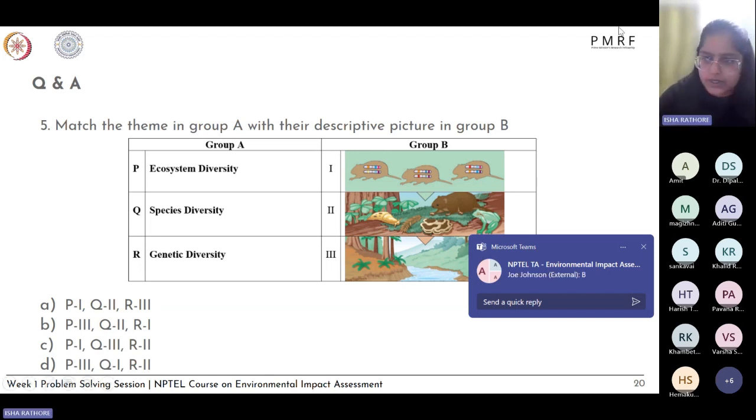Minu also says B. Khalid, Joe, and okay, everybody agrees that it's B. Okay, so B is the correct answer.